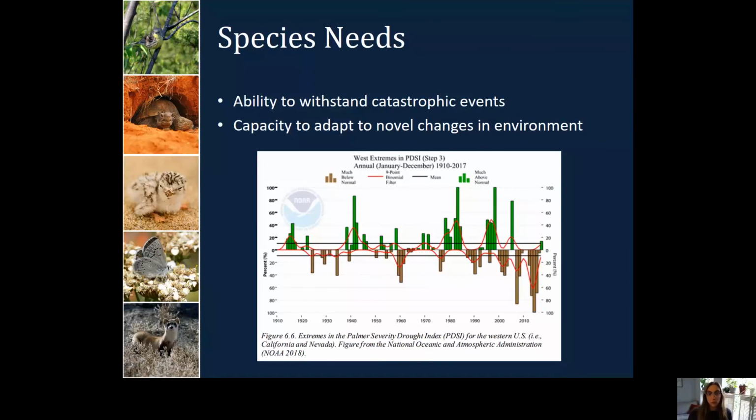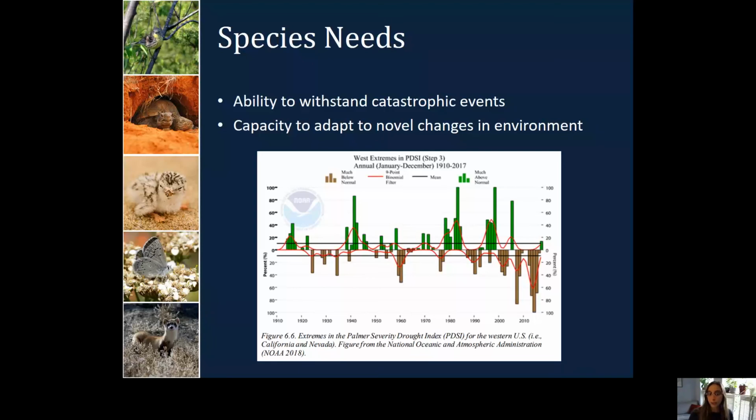At the species level, we gather information on what the species needs in order to be able to withstand potential catastrophic events, and the frequency, severity, and geographic or temporal patterns of these events. Here is a graphic depicting extremes in drought for the Western US. Severe droughts are a common type of catastrophic event that we consider in our species status assessments.